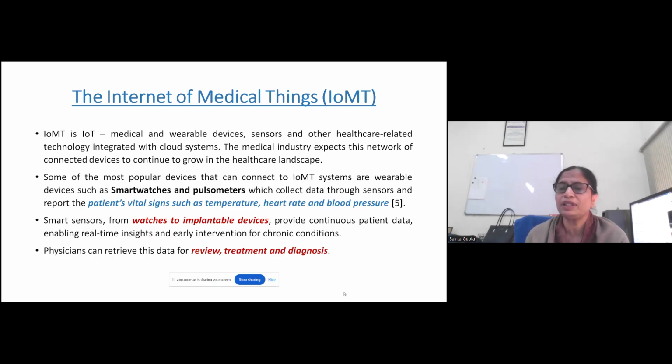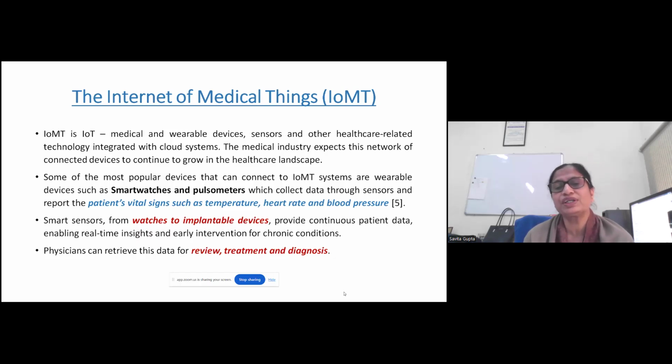Or it can be pacemakers, implantable devices. Many nano devices and smart implants have been designed which can be implanted in the body to fetch real-time patient data. This patient data can be used by the service providers to enable real-time insight and early intervention for chronic disease conditions. So physicians can retrieve this data for review, treatment, and diagnosis.